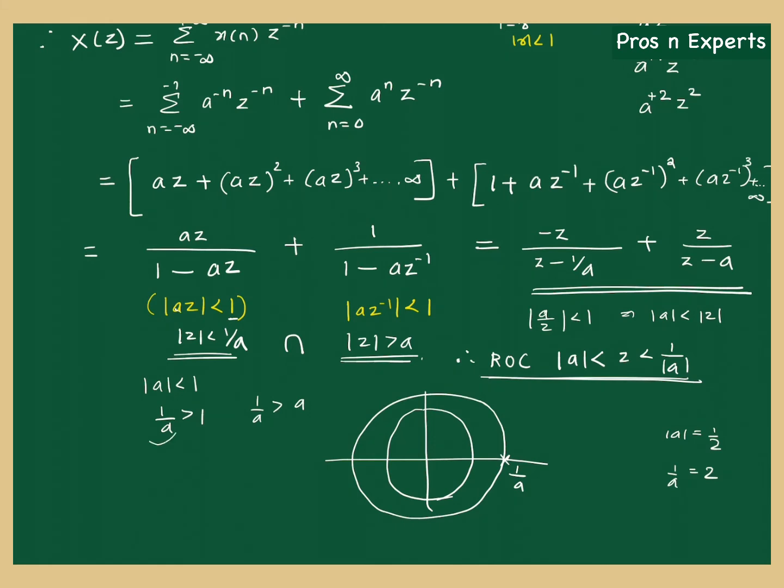Okay, so one pole is 1 by a and the other pole is a. So 1 by a is greater and a is lesser. So mod z less than 1 by a means the entire circle inside this outer circle. Okay, and mod z greater than a means the part outside the circle corresponding to the pole equal to a. So the common intersection is this central circular disc part. Okay, that's given as mod a less than mod z less than 1 by mod a. So that is the ROC. So this is the Z transform and this is the ROC.